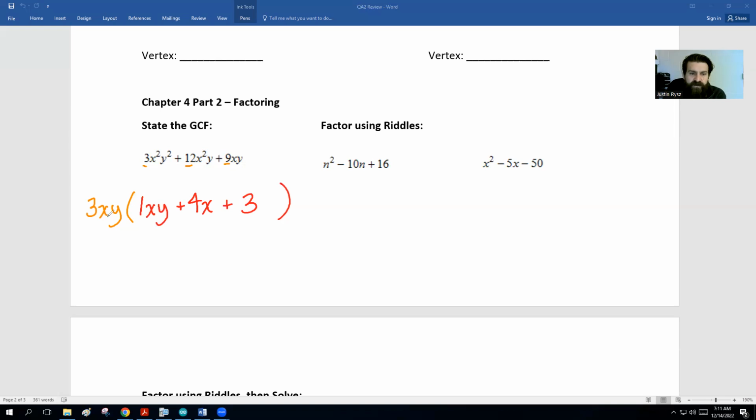We had an x, got rid of an x, there's no x's. If we had a y, got rid of a y, there'd be no more y. And so there we go. There's the GCF factoring. All right, next, the riddle problems.